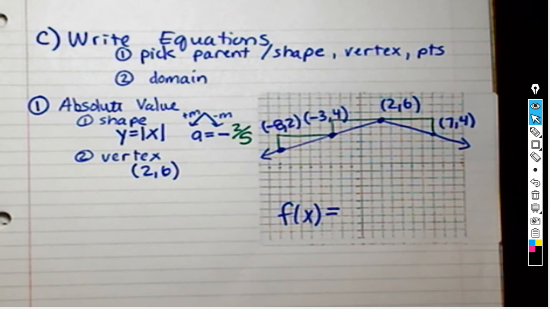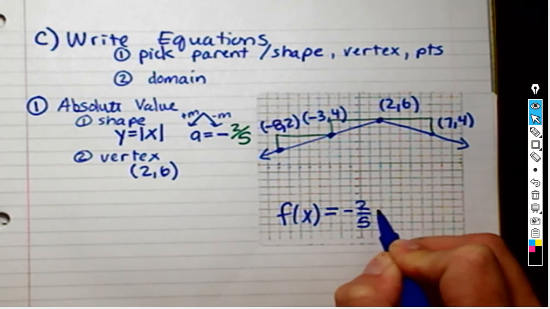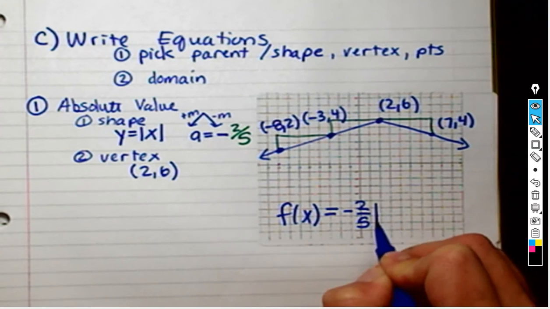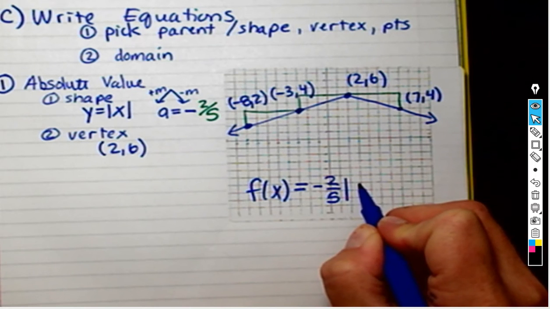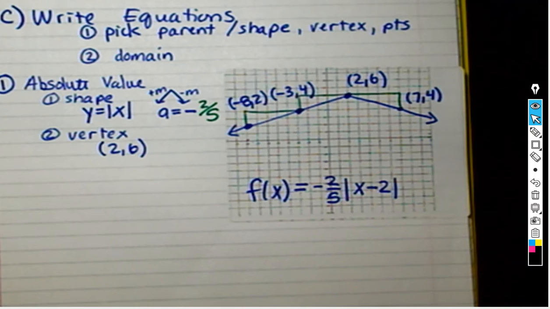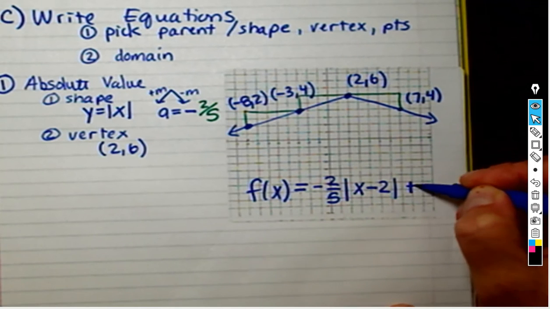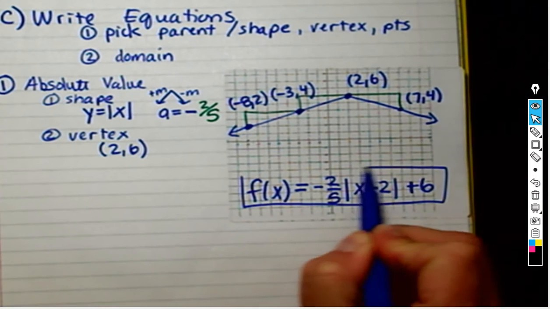Okay, Claire, do you think you can put it together? Yes. Okay. So negative 2/5. And then in parentheses, absolute value bars. Yep, absolute value bar. X minus 2. All right, pause. Duncan, what goes after that? We have one number on the outside of the parentheses. What's it going to be? Yes, because the X is opposite and the Y is the same. Okay. Fantastic.